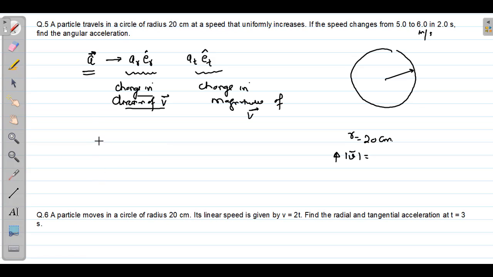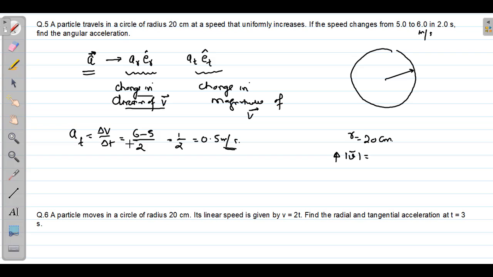Now it says the speed changes from 5 to 6 in 2 seconds. That means acceleration equals delta v by delta t. It is equal to 6 minus 5, initial speed 5 and final speed 6, 6 minus 5, time taken is 2 seconds. That means this is 1 by 2, equal to 0.5 meter per second squared. This is the acceleration. Which acceleration? It is the tangential acceleration. Why tangential? Because this acceleration is due to the change in the magnitude of the velocity.